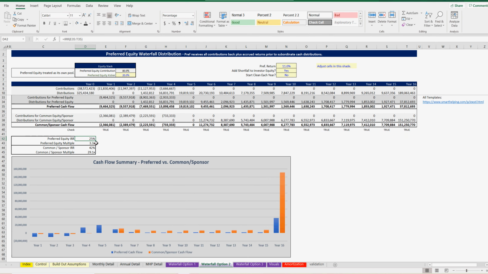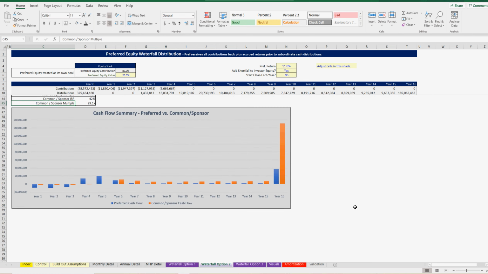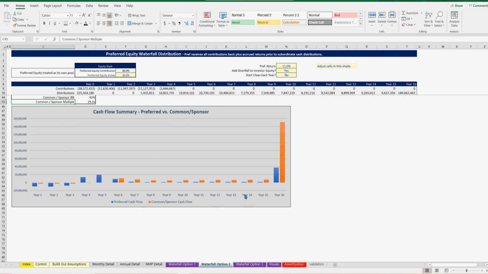You can see the internal rate of return for each, preferred versus sponsor, and the multiple of each, and then the cash flow of each down here. So again, this is similar to the other one where the investors put in more, they're getting back more initially, and then once they get back their full amount of investment plus the pref, cash starts to be split between the two.